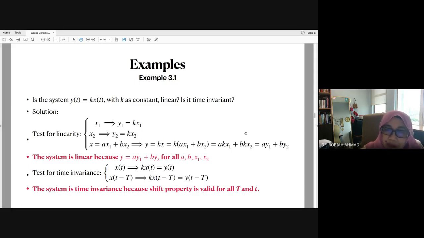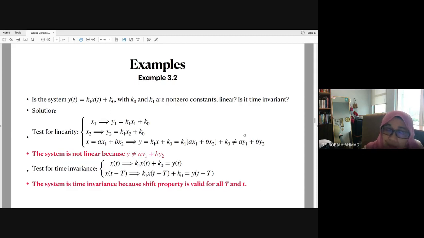Okay. Kita tengok another example. Tapi kali ini the x is multiplied with the constant k1, but then we have an additional k naught here. So kalau sistem yang begini, is it linear? Is it time invariant? So again, we test for linearity, we test for invariance.